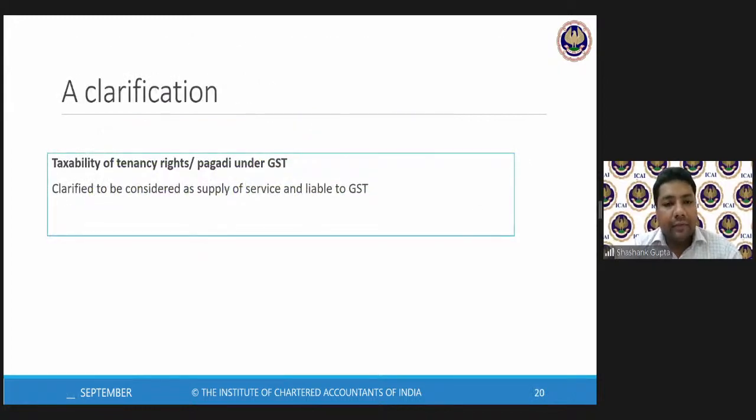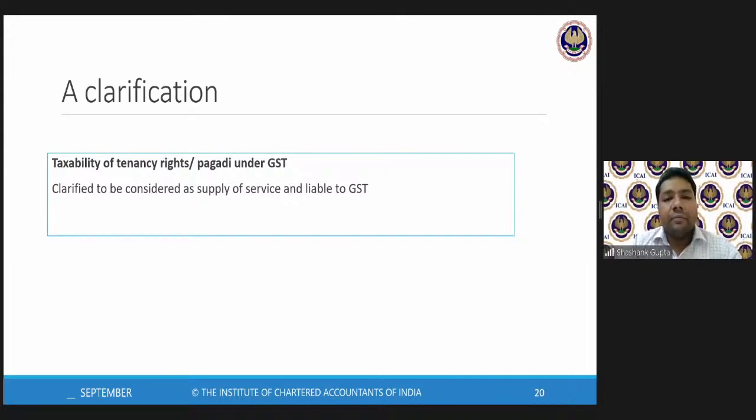Now, certain clarifications which came in GST, certain amendments which came in GST and are relevant to Chapter 2. Taxability of tenancy rights or pagadi under GST. Now, some of you would be aware of this pagadi system. Some of you would not be aware of the pagadi system.